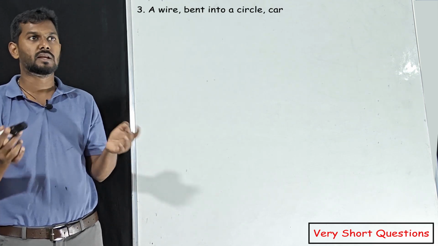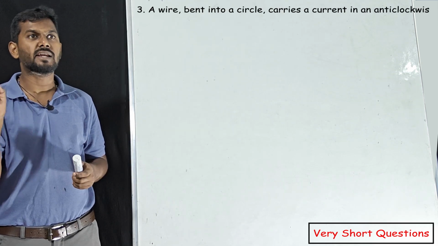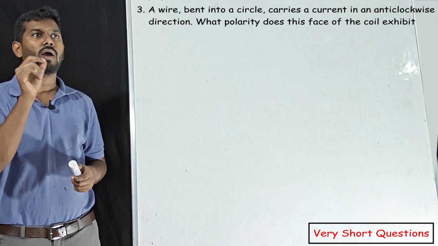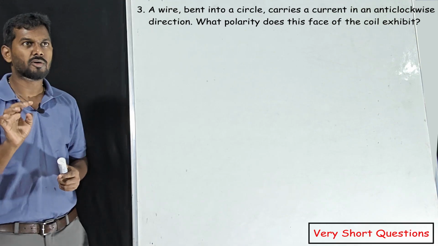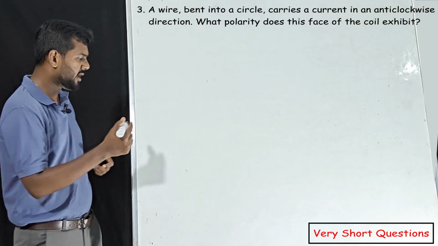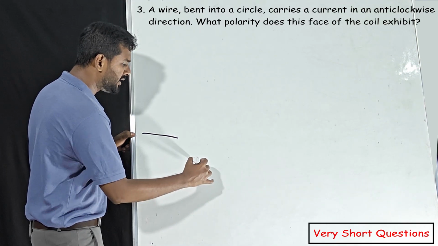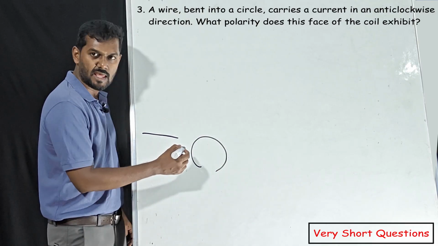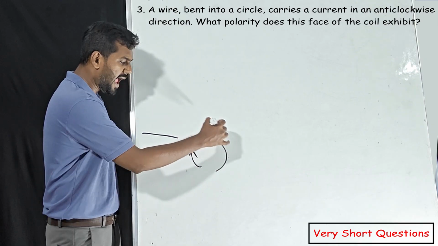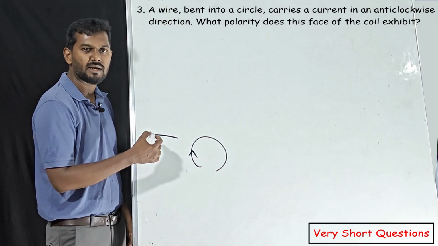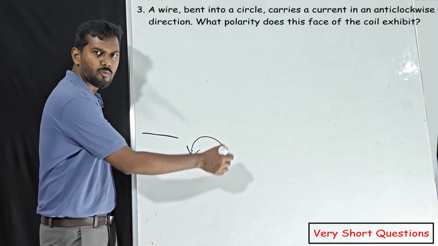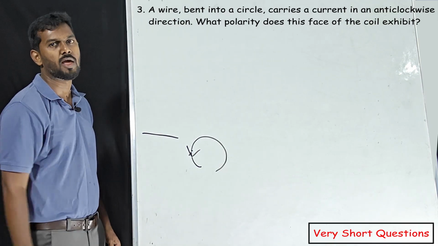Our next question: a wire bent into a circle carries a current in anti-clockwise direction. What polarity does this face of the coil exhibit? Here the important thing is a normal wire is bent into a circle like this, a coil. Now the current here is flowing in anti-clockwise direction. So what kind of polarity is it?